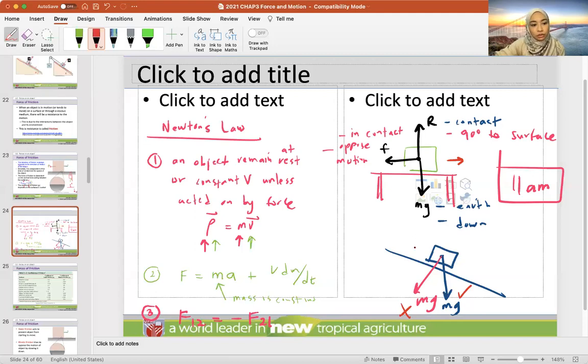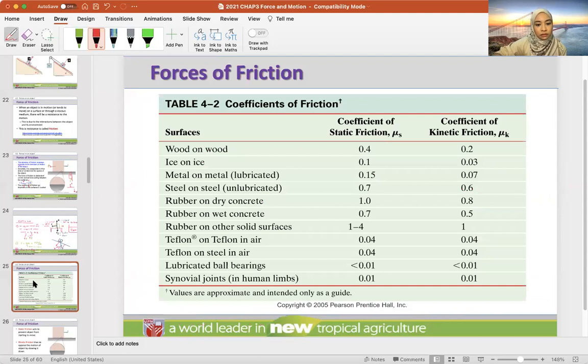Okay, saya nak introduce friction ni. There's two types of friction. The first one being static friction and the second one being kinetic friction. Okay, so static means you're not moving. And then kinetic friction means this is when it's moving.